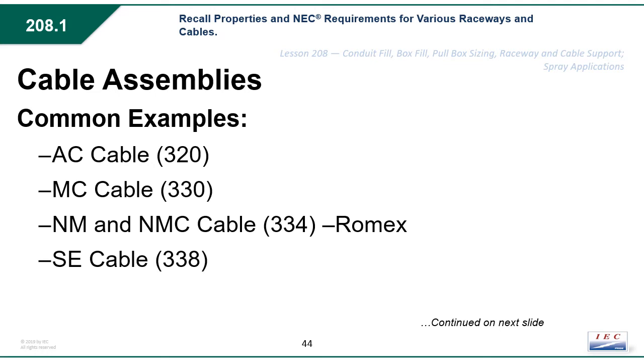Common examples of cable assemblies: AC cable, MC cable, NM, NMC cable, Romex, SE cable, which would be service entrance cable. Again, the numbers next to them are the articles that are completely dedicated to those cable assemblies.